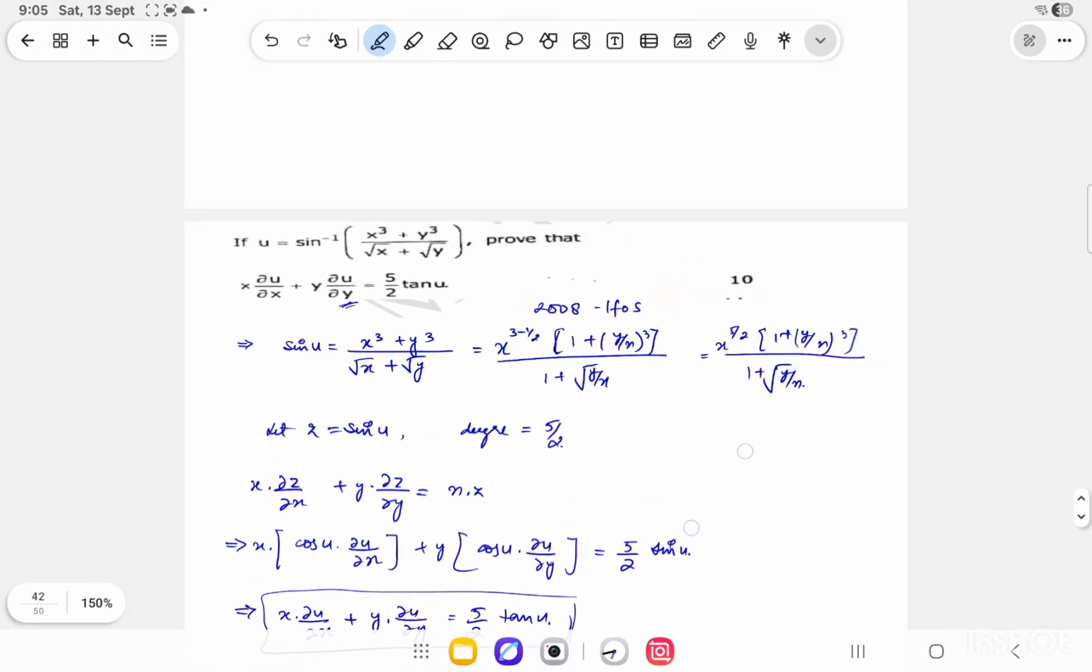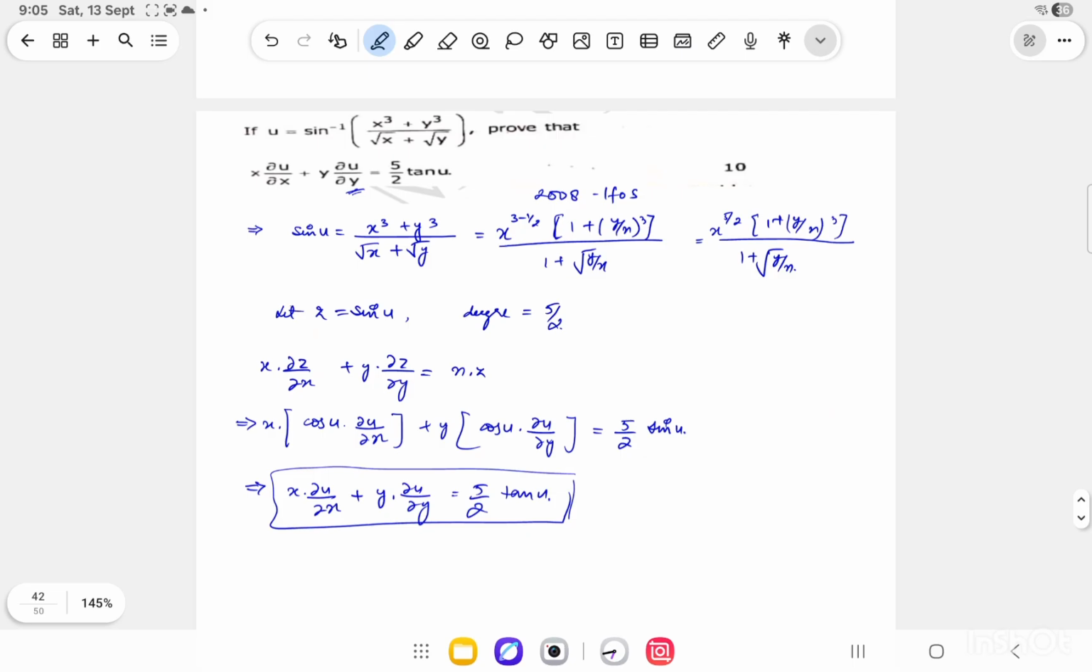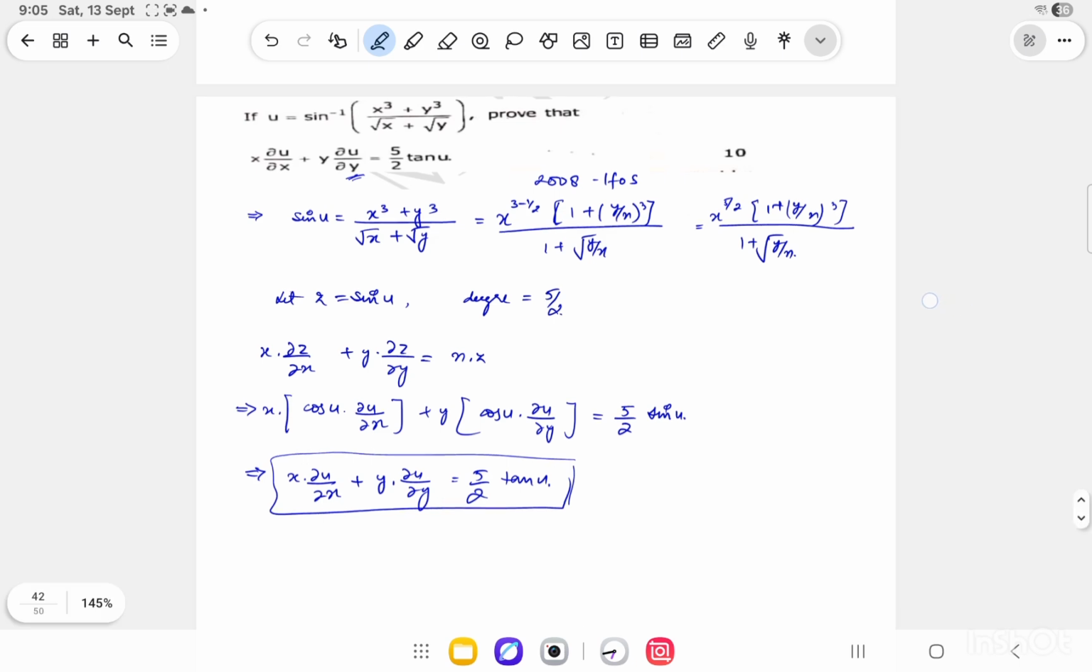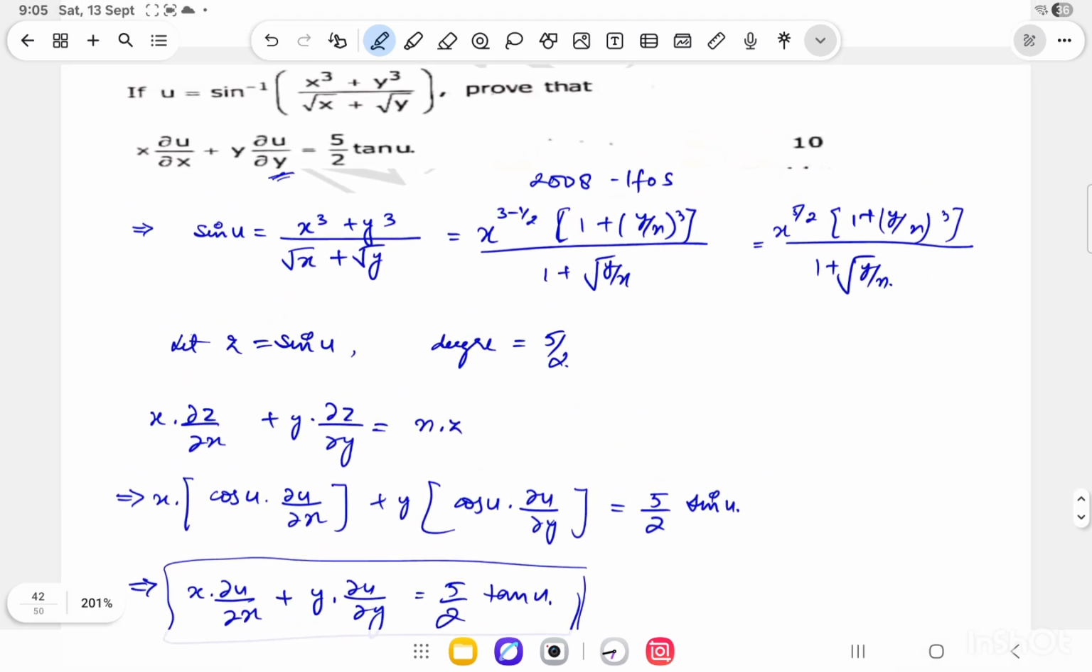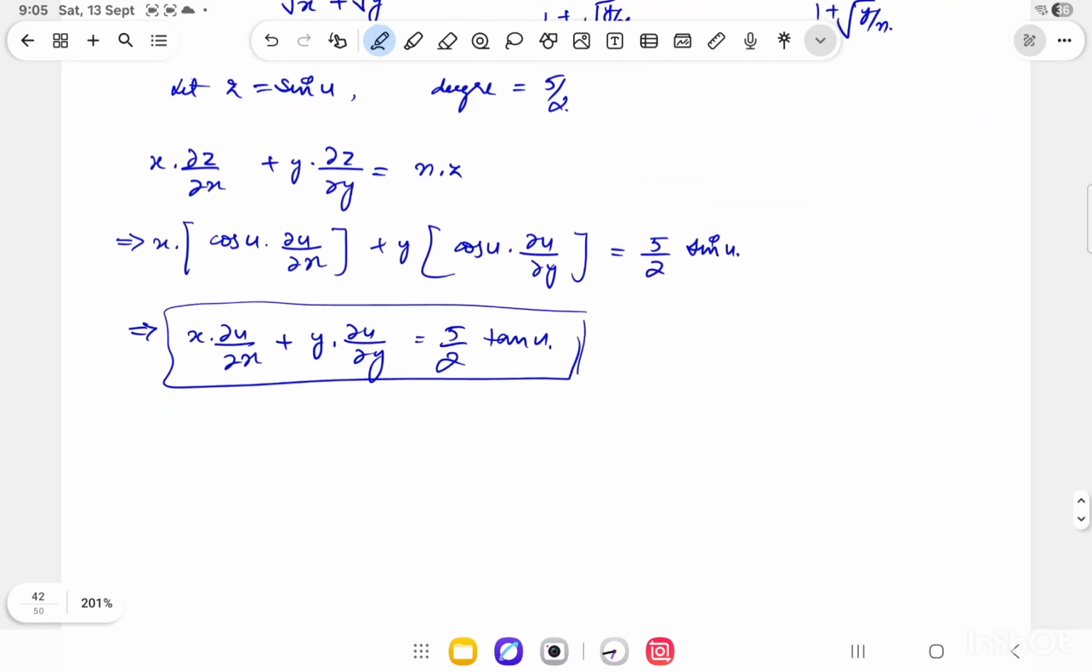So let's move on to the next question. I guess this is the last question there, and yeah, on this topic this is the last question. So that completes all the questions of partial derivatives. In the next video we'll see maybe limit, continuity and differentiability of multivariable functions. So thank you for watching the video.